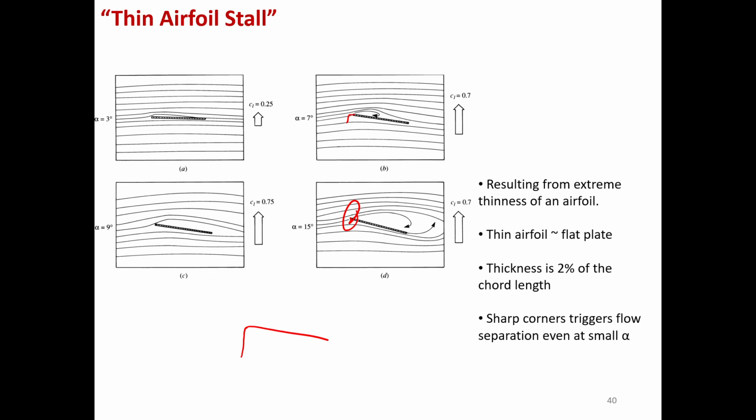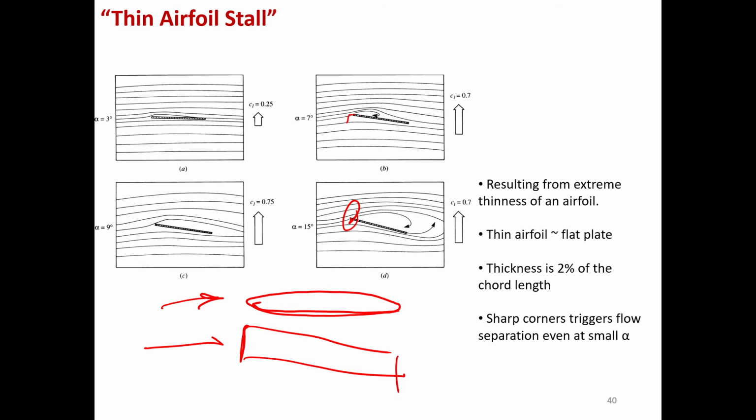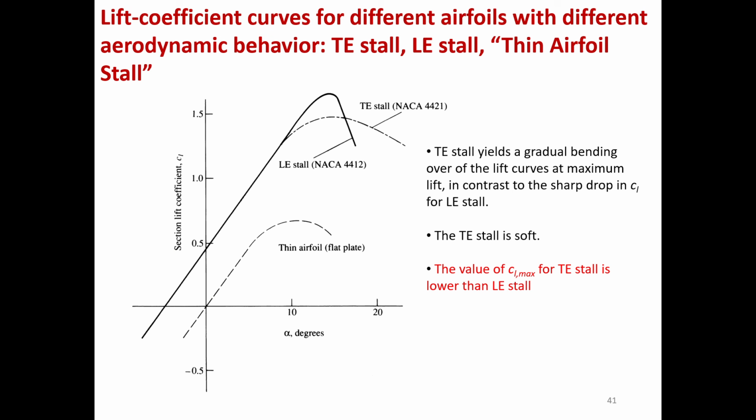So let's have a magnified view. Your airfoil may be something like this, right? But it is so thin that the upcoming flow sees this, right? So it sees very sharp corners. And because of that, you will get the thin airfoil stall conditions.